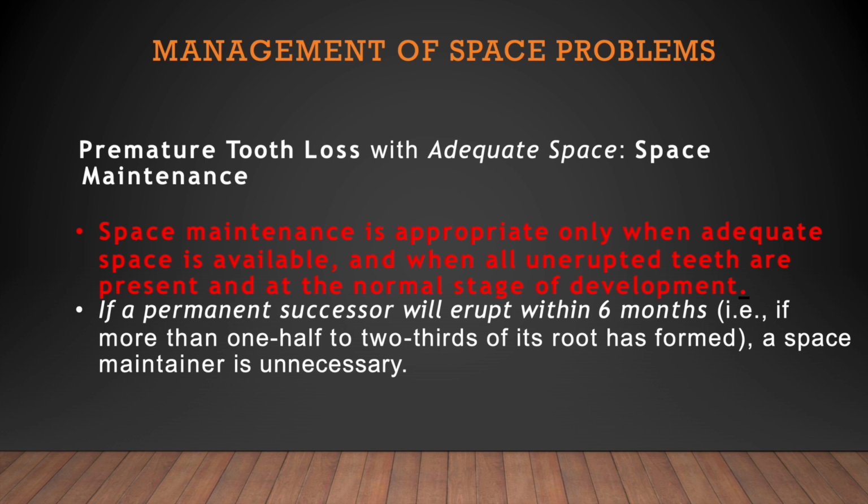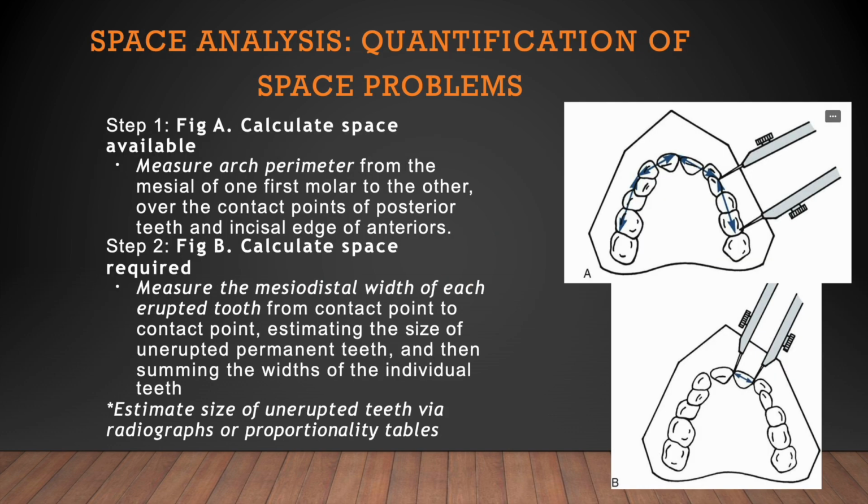Now, let's talk about premature tooth loss when you have adequate space. So space maintenance is appropriate only when adequate space is available and when all uninterrupted teeth are present and at a normal stage of development. So if a permanent successor will erupt within 6 months, or if more than one half to two-thirds of its root has formed, a space maintainer is unnecessary because most likely this tooth will just erupt into space and there won't be any space problem or any space closure that you need to worry about.